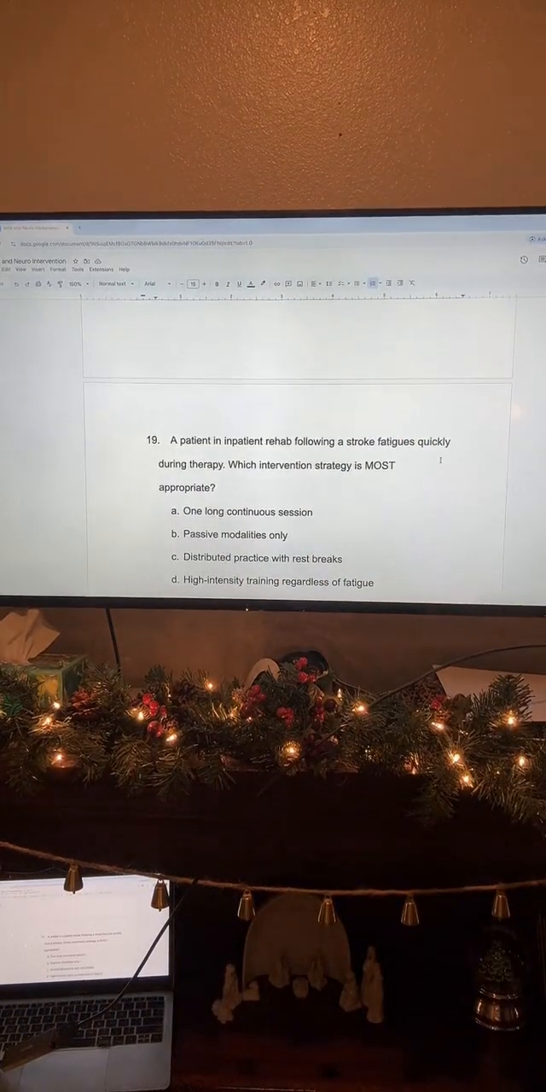A patient in inpatient rehab following a stroke fatigues quickly during therapy. Which intervention strategy is most appropriate? A, one long continuous session. B, passive modalities only. C, distributed practice with rest breaks. Or D, high intensity training regardless of fatigue.